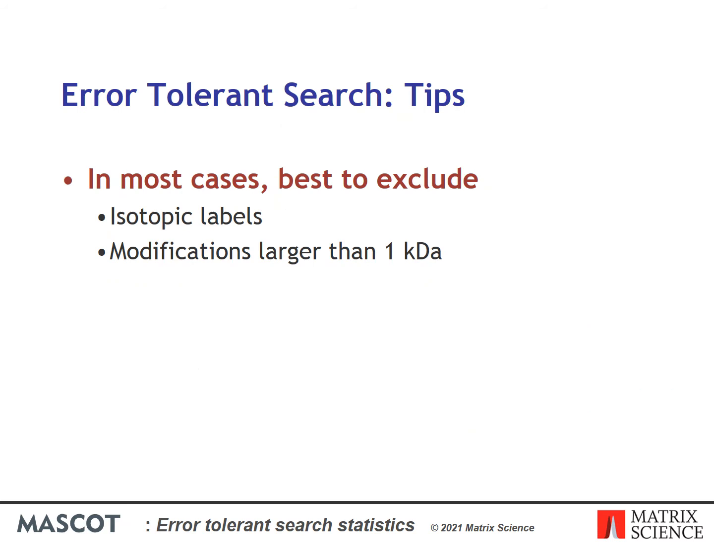Finally, a few tips. The Unimod database contains a large number of entries that you do not expect to find in a general search. You can reduce the search time by excluding isotopic labels and also very large modifications which rarely give strong matches. I find 1 kilodalton is a good cutoff on the mass. Typically this will reduce the number of modifications you have to work through by about a third.